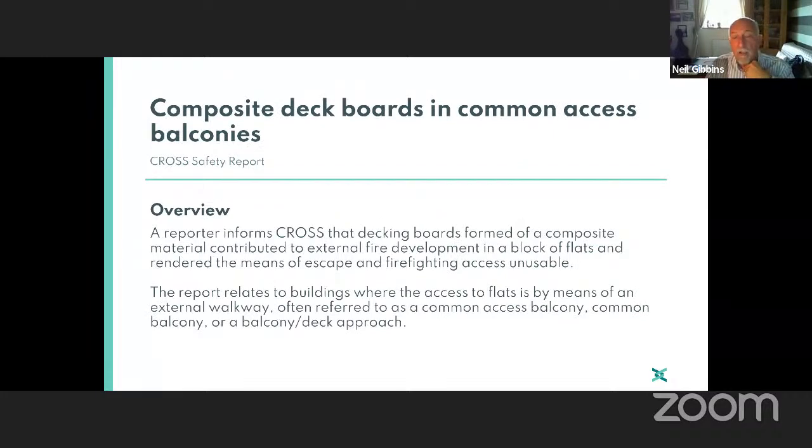A particularly interesting incident, fire spread through the access balconies being formed of composite decking, plastic decking board being used as the sole means of escape to flats. Highlighted a much more complicated fire, a lot of people talking about other elements of that incident, but CROSS has taken the opportunity to transmit and expand on the issue of how the decking is so important to means of escape and access for firefighters.